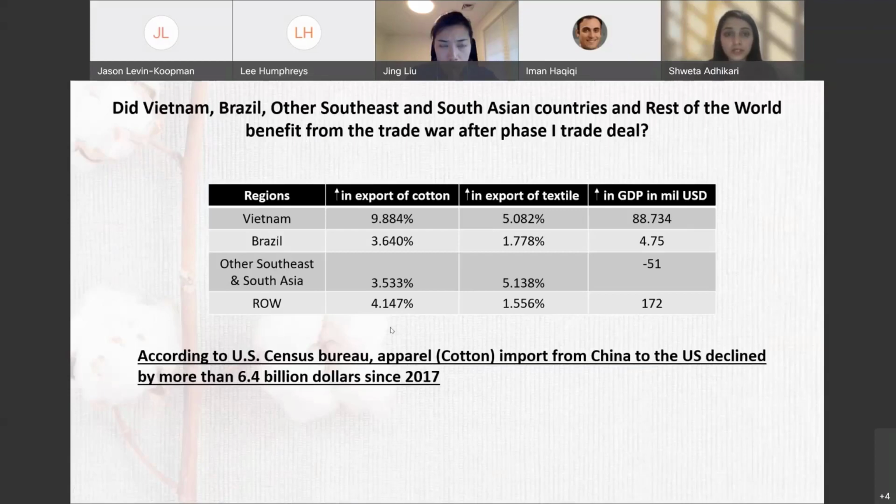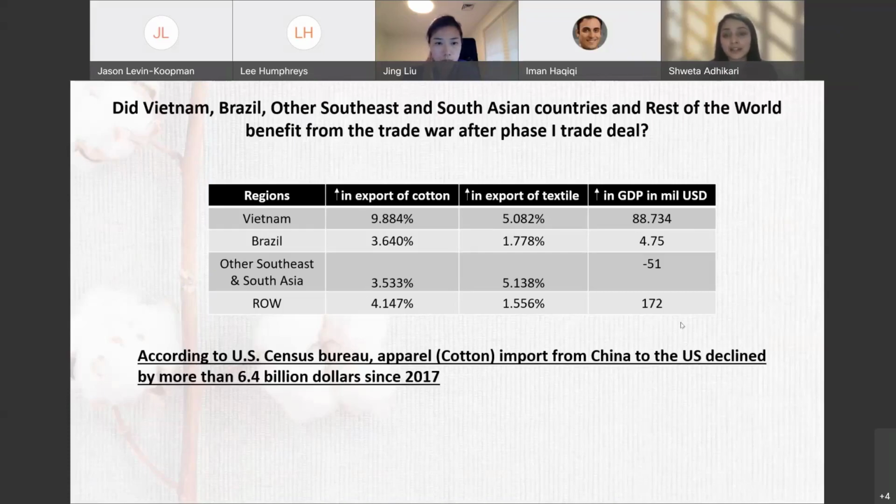So this one shows after the phase one trade deal, did these countries continue to benefit from the US-China trade war? We can still see that there is an increase in export of cotton and textile. Again, this increase is comparatively lower than before, when both countries were implementing the tariff. But still there is an increase in GDP by a pretty large amount, especially for Vietnam.